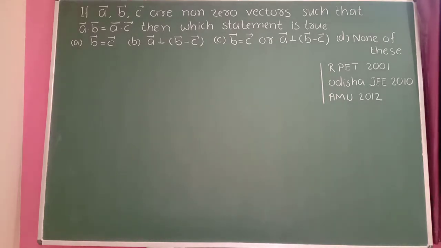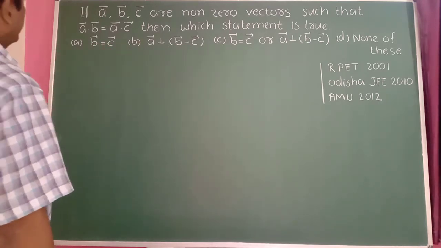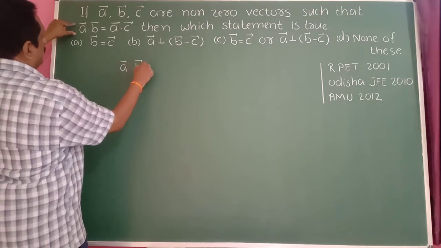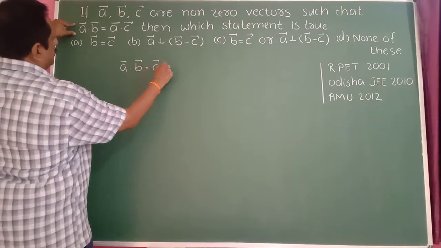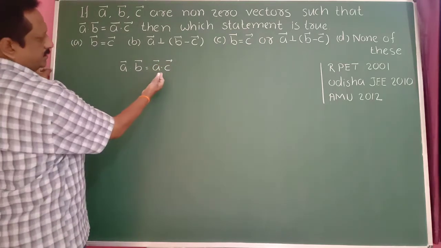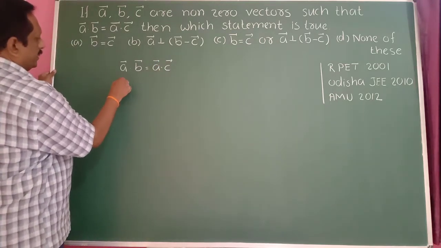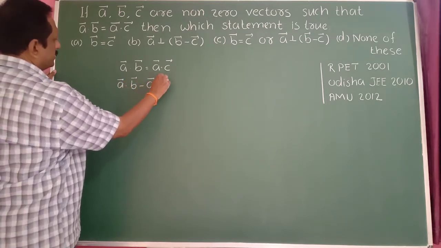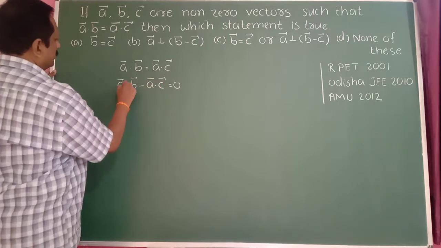If the vectors A bar, B bar, C bar are non-zero vectors such that A bar dot B bar equal to A bar dot C bar, then which statement is true? Four options are there. So take A bar dot B bar is equal to A bar dot C bar here. Take this term to the left hand side. A bar dot B bar minus A bar dot C bar is equal to 0.